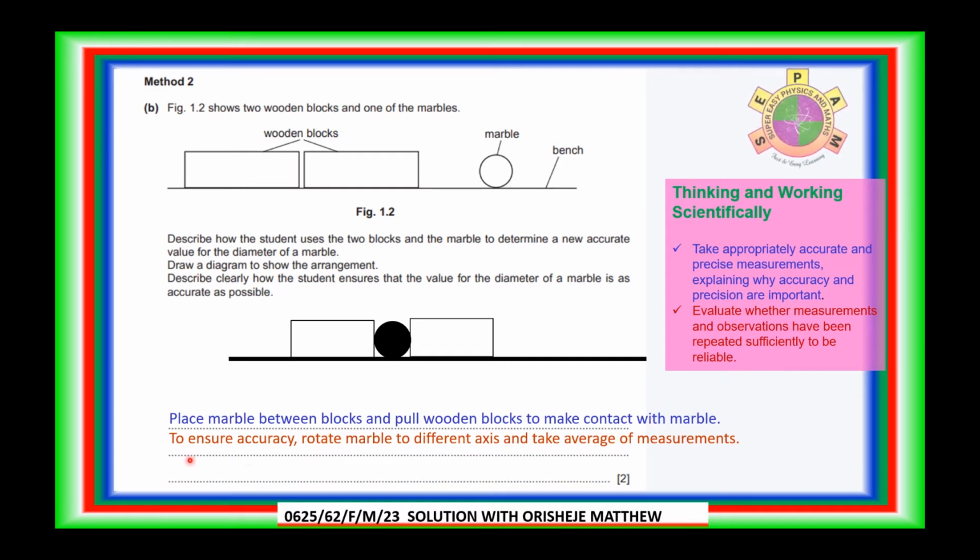So you look at this one. To ensure accuracy, what do you do? You repeat the measurement from different axes. So you look at this aspect here.